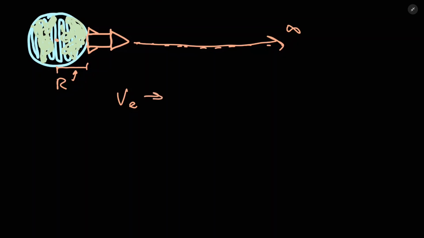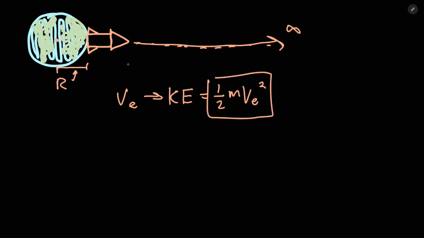And if you know the velocity you want, you can easily find the kinetic energy you have. So we have KE is equal to 1/2 m v sub e squared. And this is our kinetic energy at the beginning of the trip. So let's put that to the side for now.